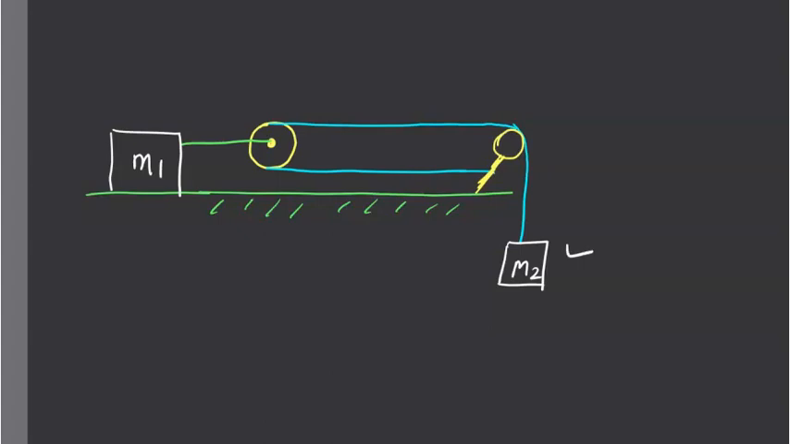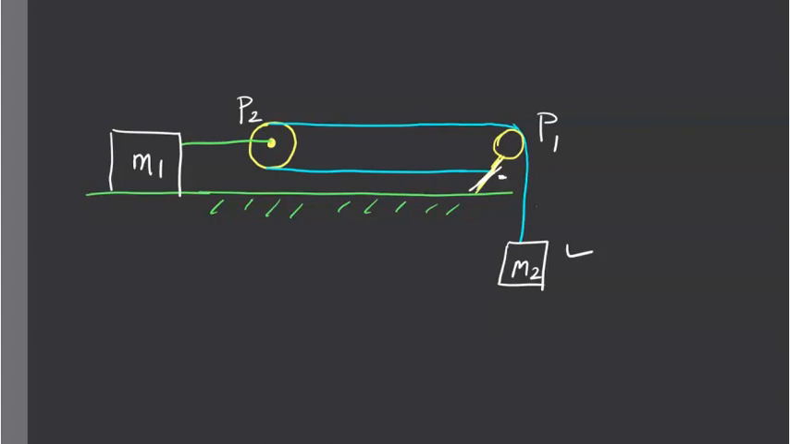This block M2 is attached to a string, which is blue in color, and this particular string goes over this pulley. Let's call this pulley P1, and again it will go over another pulley. Let's call this P2, and again it is tied at this end. So this is near pulley P1. This is a fixed end, so it will not move, and the pulley will rotate.